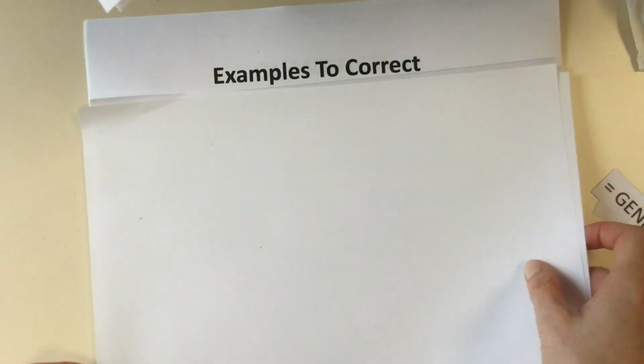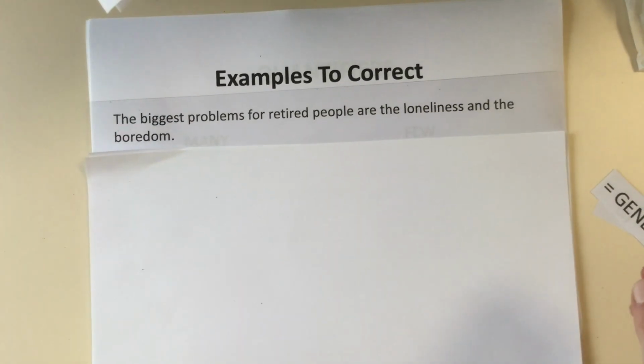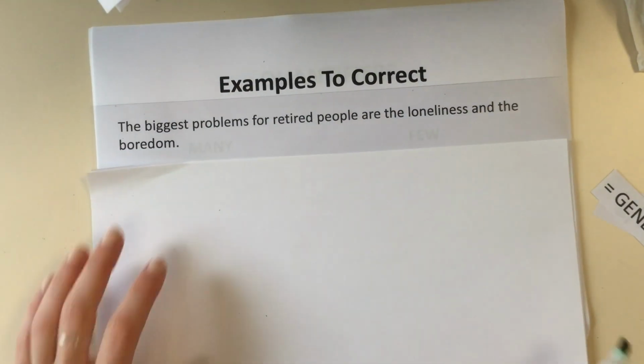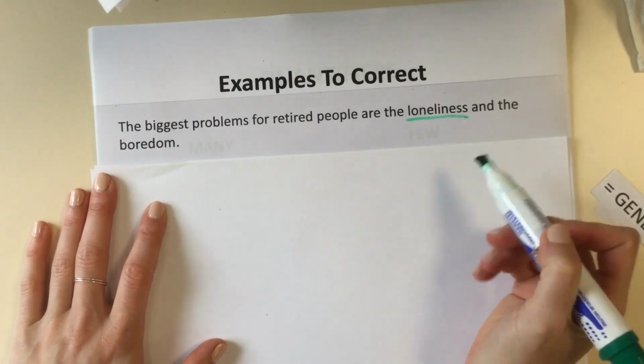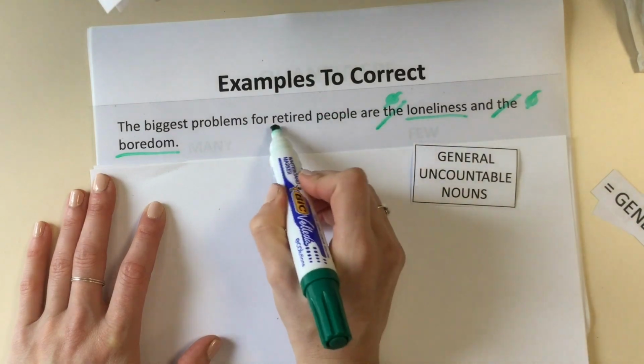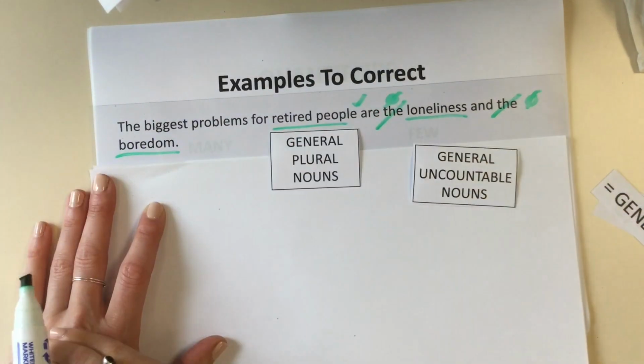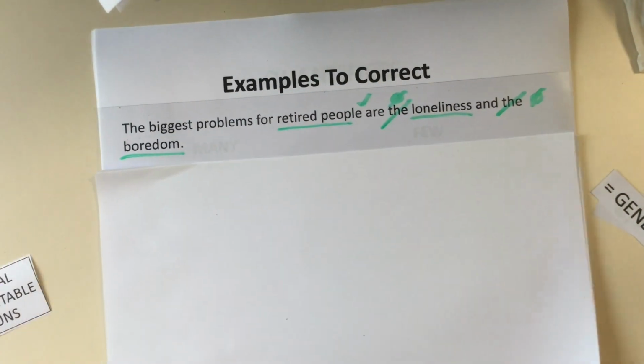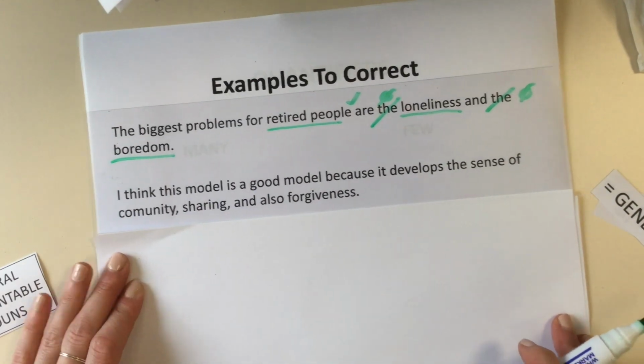Here are some sentences now that need correcting. So here, loneliness and boredom are both general, uncountable nouns, therefore the is incorrect. You should use the zero article. Retired people is a general, plural, countable noun, so good job with the zero article here.